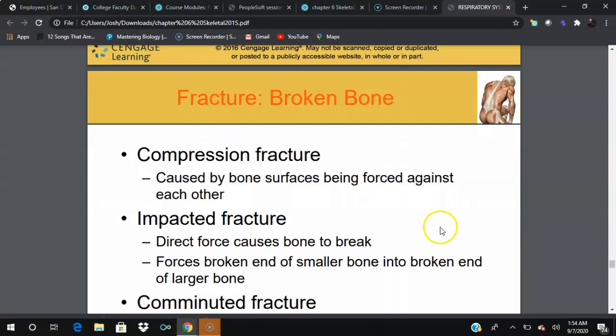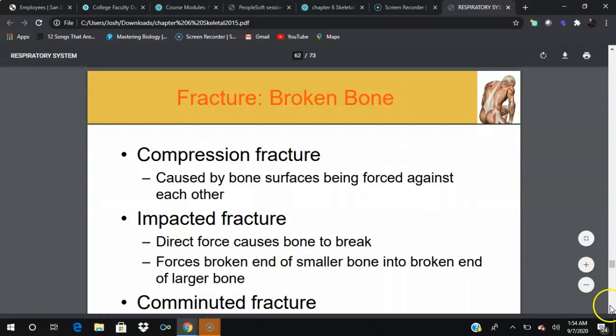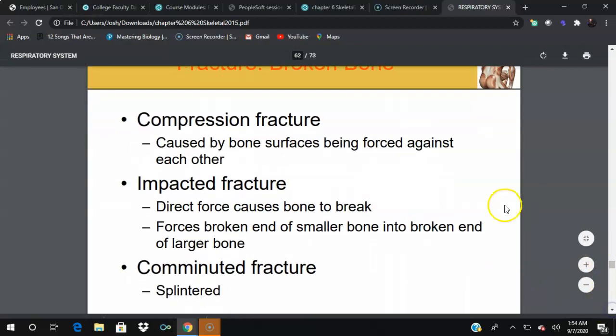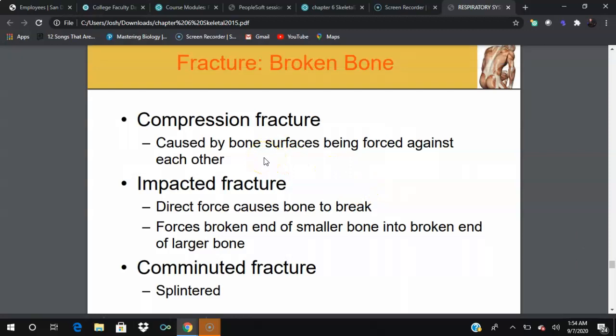Then we have a couple other types of fractures here. We have something called a compression fracture, and that's where one bone surface is being forced against another.